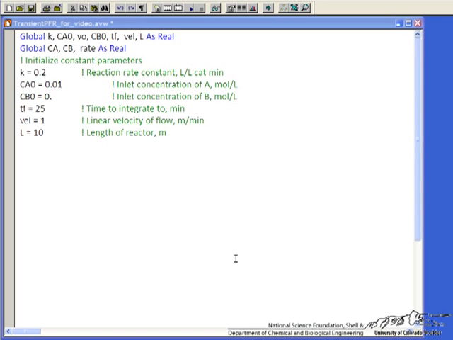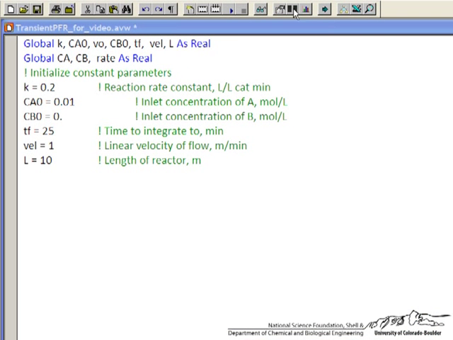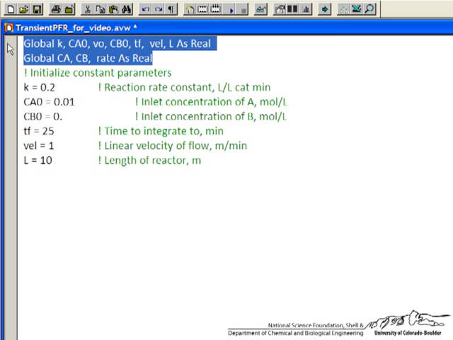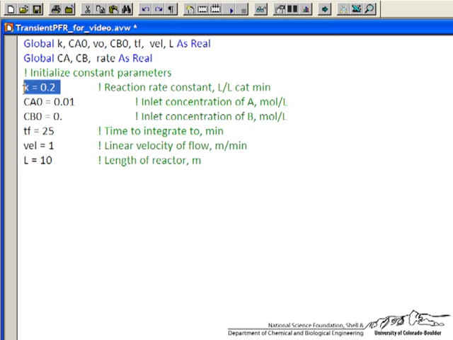Example of using Athena to solve a partial differential equation. In this case we have both changes in time and changes in distance down the reactor. And so what I've done is put in the commands that are going to look similar to other Athena programs, namely declaring the variables they're going to use as real, and then putting in the rate constant, the inlet concentration.